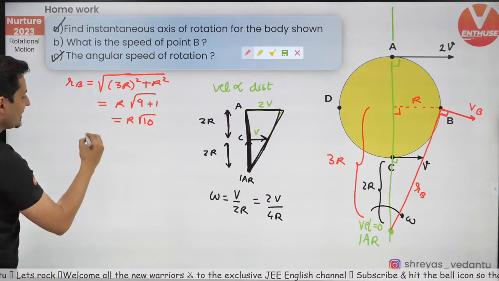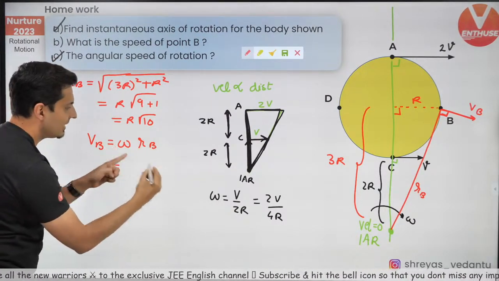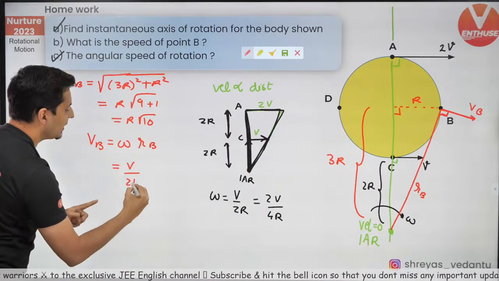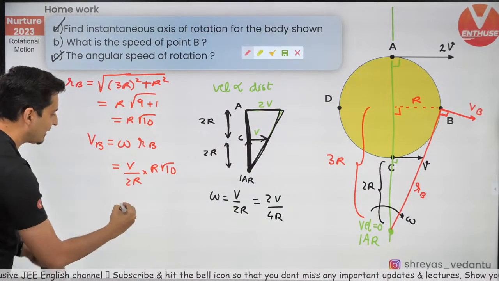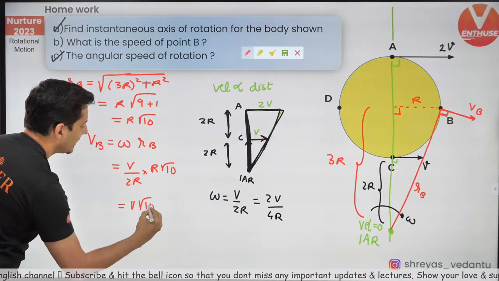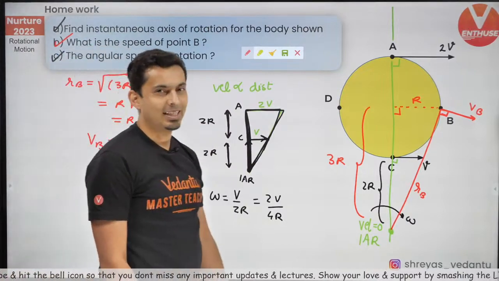So what is the velocity at any point? It is omega into that distance. I think I know omega. It is V by 2R. I think I know R as well. It is R root 10. So R goes. So V root 10 divided by 2 is that velocity. I have solved that question as well.